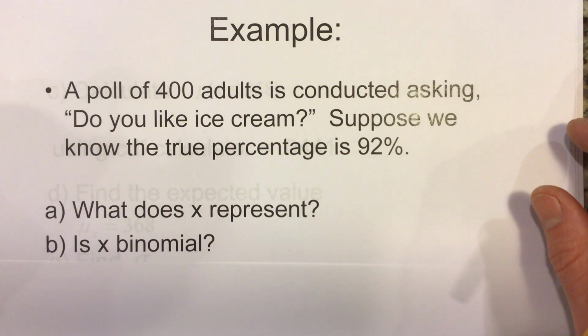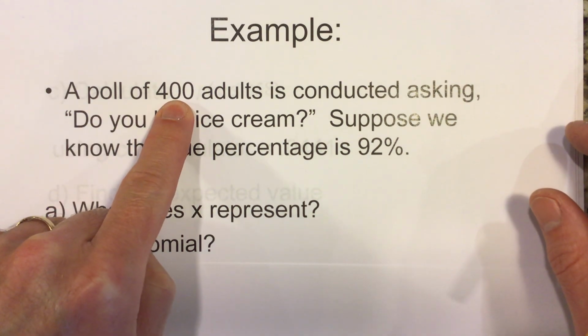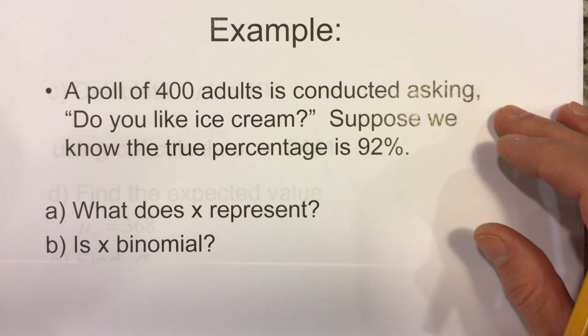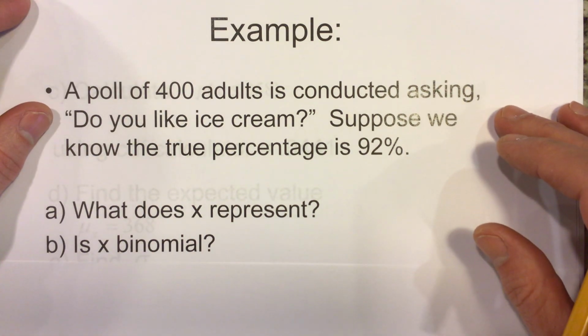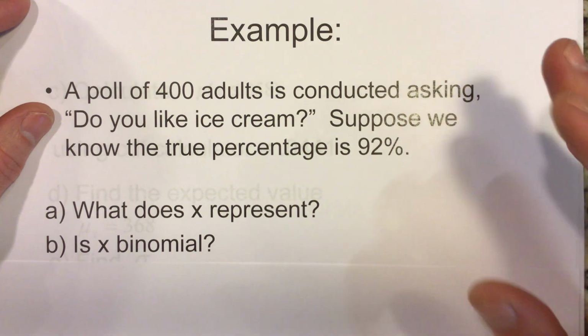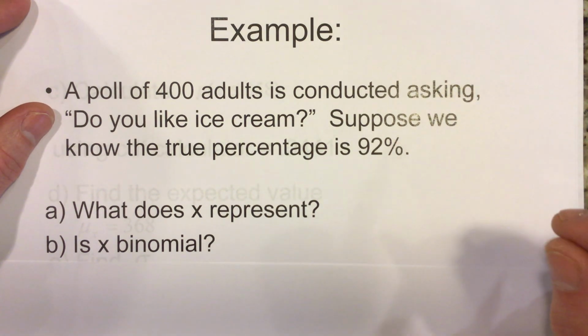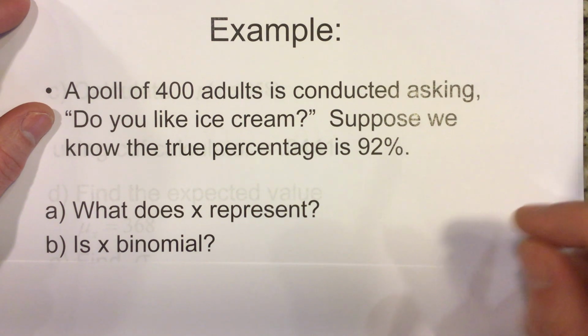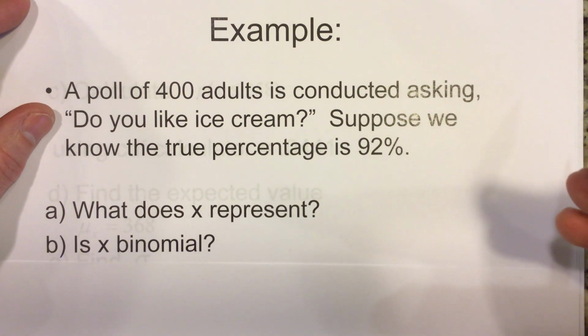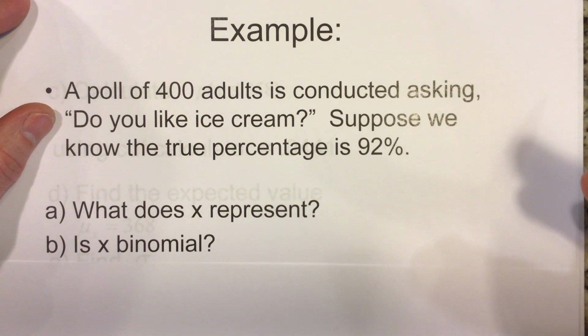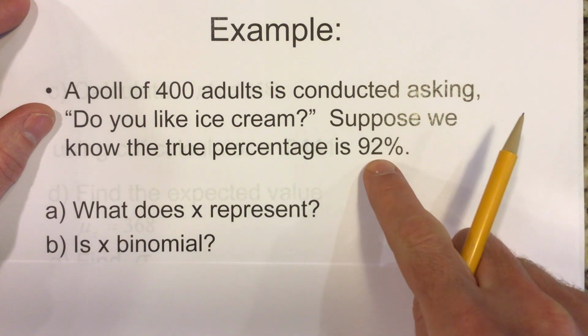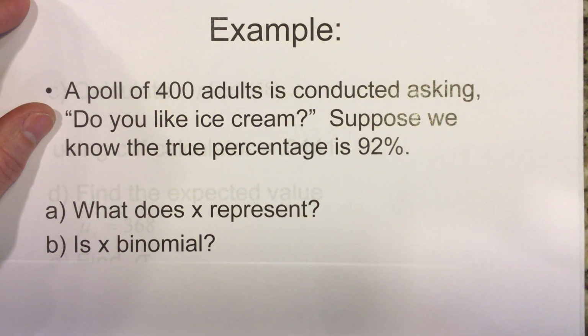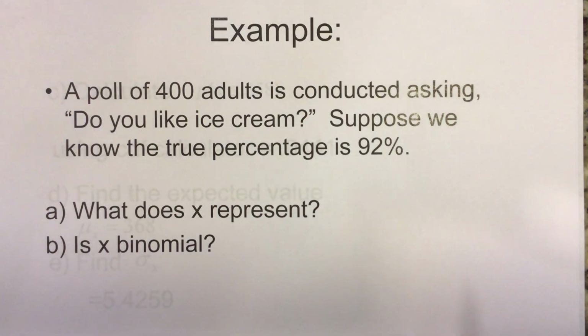Are there two possible outcomes? Yes, I like ice cream or not. Do I have a fixed n? Sure do, 400. Do I have a fixed probability of success? Again, this is the one where as you remove one person, it slightly changes, but it changes by so little because there's so many adults out there. Technically, it's not a fixed probability of success, and it's not independent, but from a practical standpoint, we'll say it's close enough, right? Our fixed probability of success is 92%. So we're going to say, yes, we can treat this as binomial.